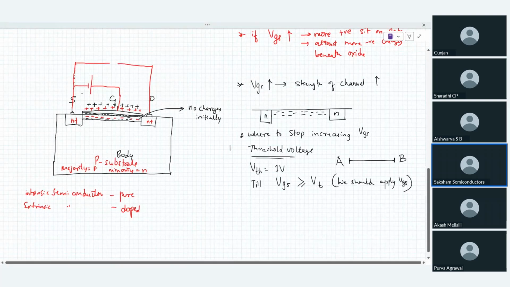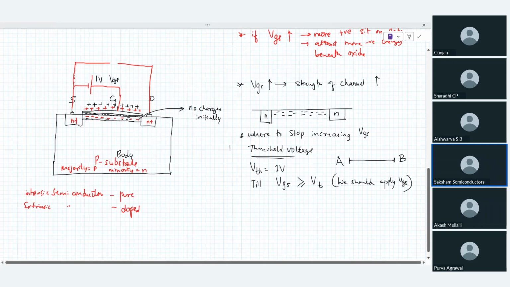Let's say that I have applied VGS equal to 1 volt. Now ample electrons are being attracted, and the channel is formed. Now the question is how the current starts to move, how the entire operation starts to work.